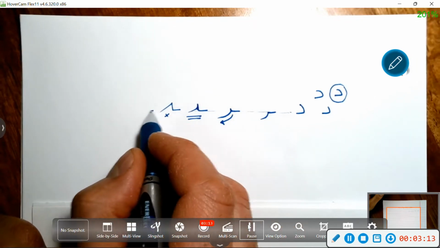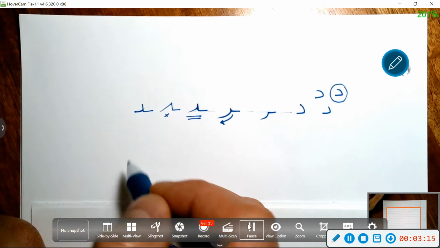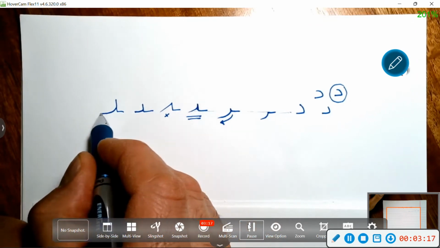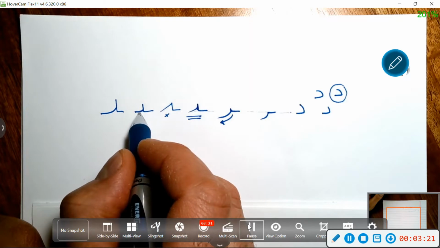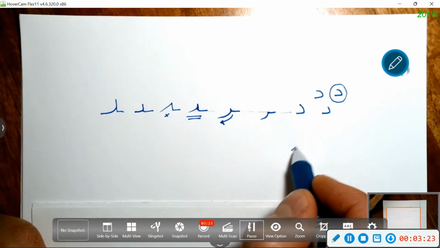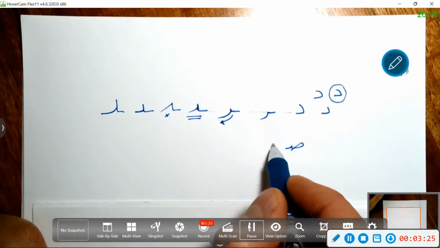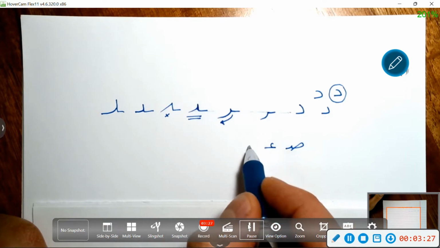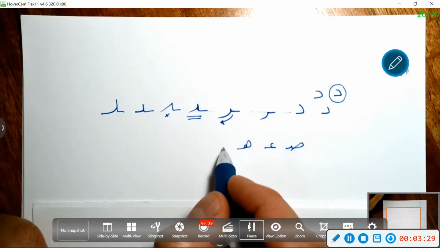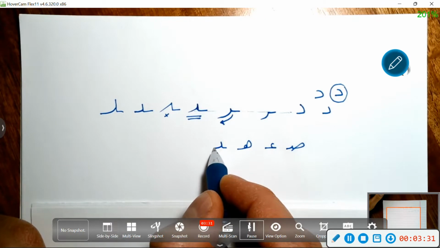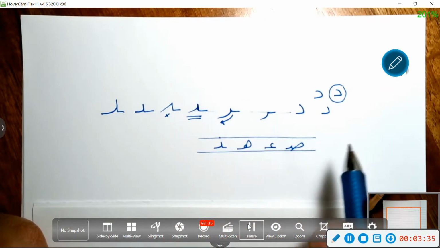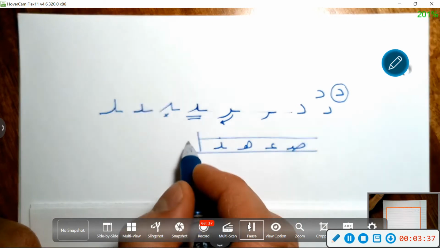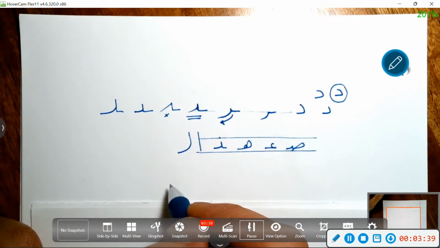Dal is above the line and like this. Don't make it too big, because if it's too big, it's going to become lam. Just small. See, when you write sad, when you write ayn, when you write ha, and then when you write dal, they're all the same height. While if you want to write alif or lam, they go higher. See?